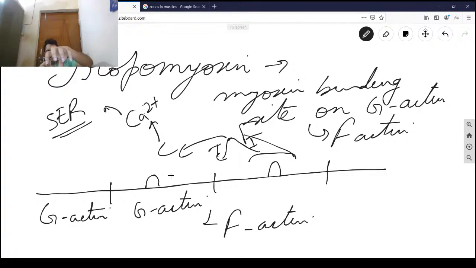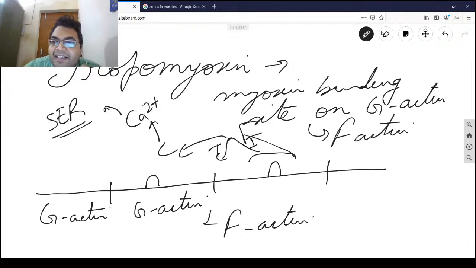One of the heads will have the ATP binding site, and one of the heads will have the actin binding site. So it will bind to the myosin binding site of actin. Among the rest of the proteins, one protein is titin, 3 million Dalton. I told you the entire weight of titin, one of the largest proteins. This is a structural protein.